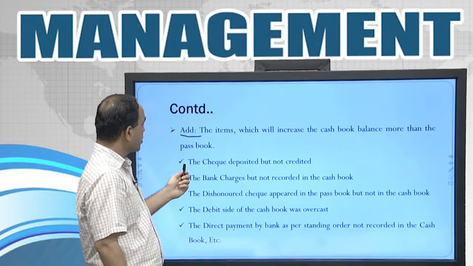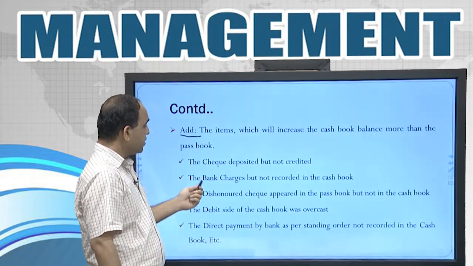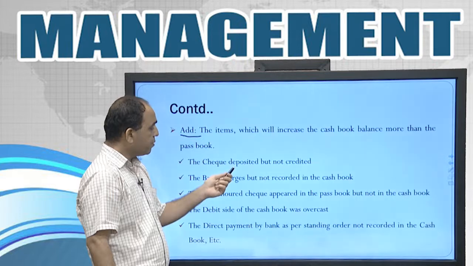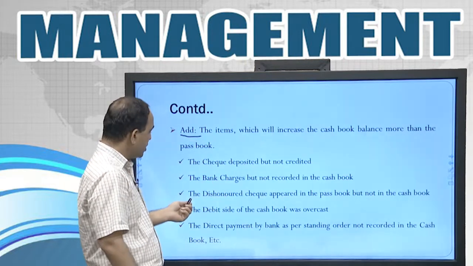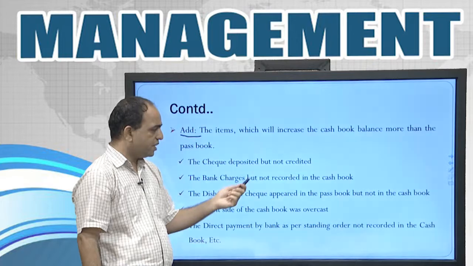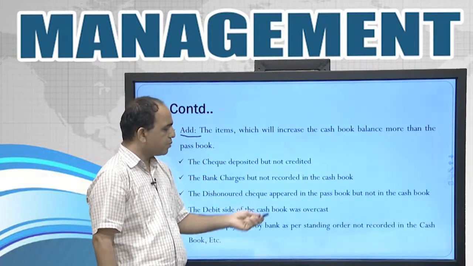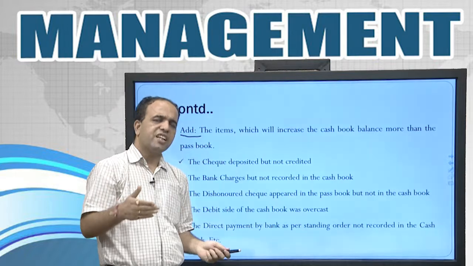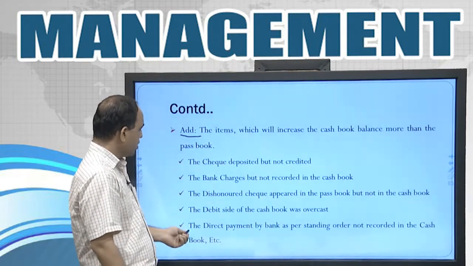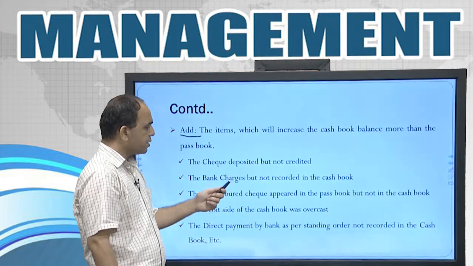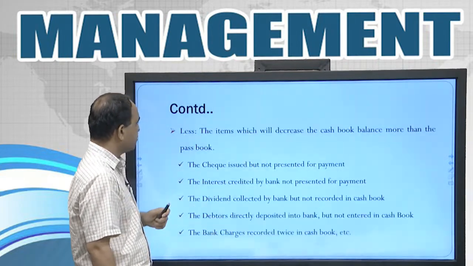The check deposited but not credited, that we have learnt. The bank charges debited but not recorded in cash book, so that we have to add. The dishonored check appeared in the passbook, that we have to add. The debit side of the cash book was overcast. If the debit side is overcast, of course we have to add the same amount. The direct payment by bank as per standing instruction, which is not recorded in the cash book.